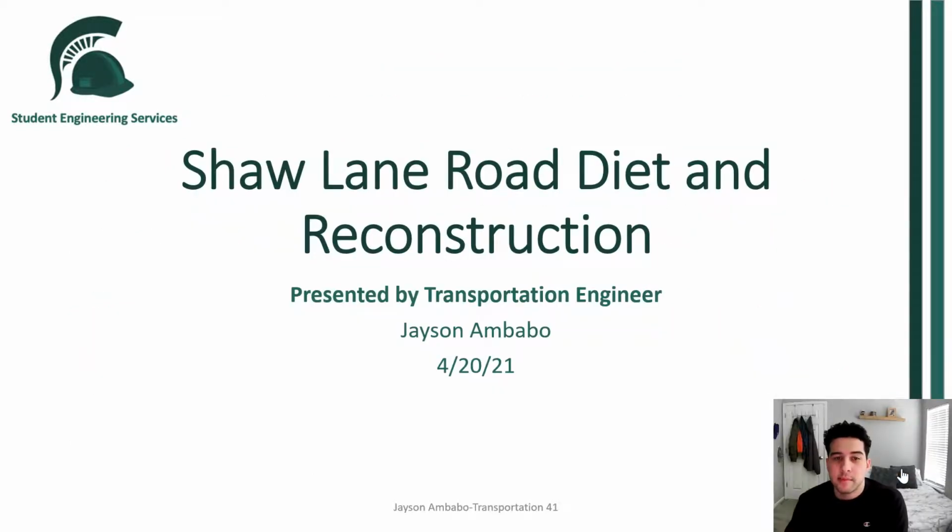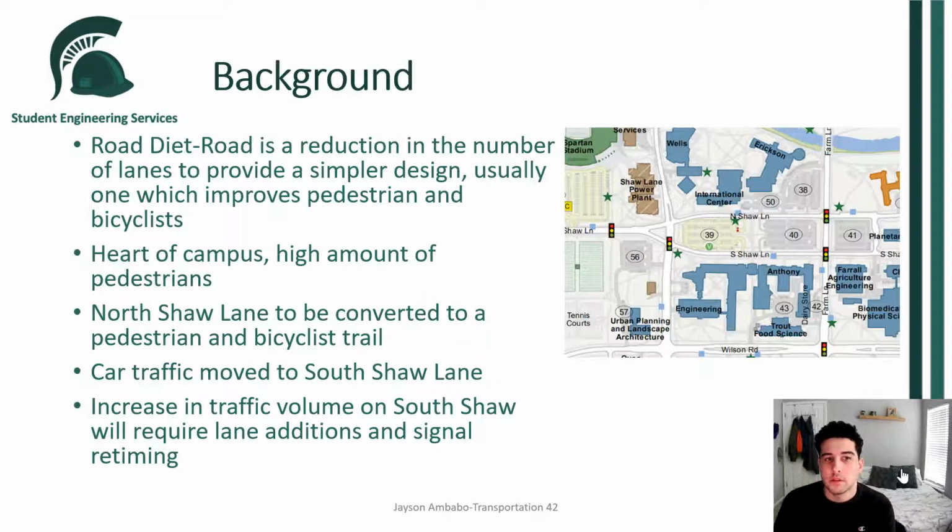Hi, my name is Jason Andable. I'm the transportation engineer for Student Engineering Services, and this is the Shaw Lane Road Diet and Reconstruction. So to start, a road diet is a reduction in the number of lanes in a road usually. This is done to simplify the design and typically to make it easier on pedestrians and bicyclists.